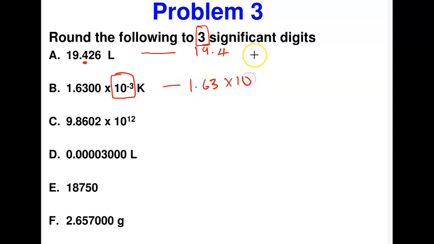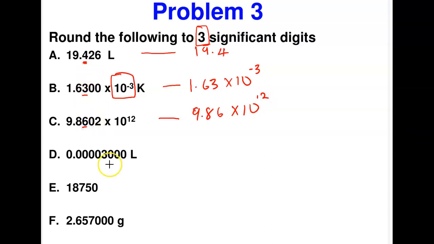Times 10 to the power of. We're going to leave this unaffected. We come to this one, 3 digits again. We're going to have 9.86 because 0 is not up to 5. And then we're going to drop the rest, and then we're going to have it to 12. So again to 3 digits, again to 3 digits.